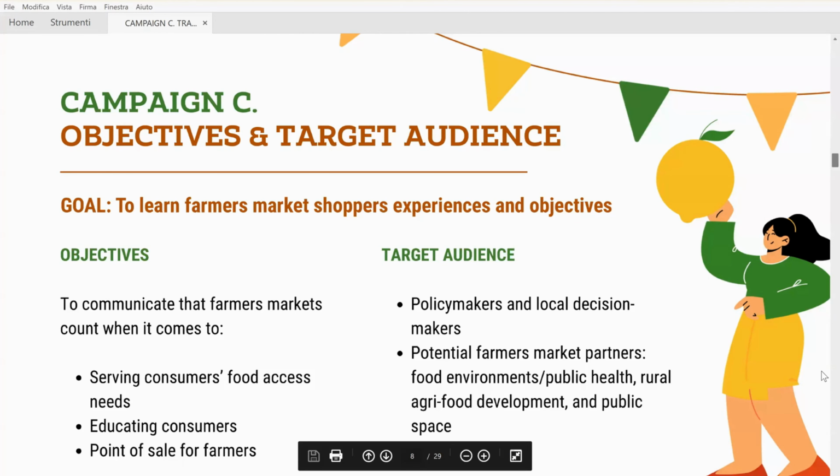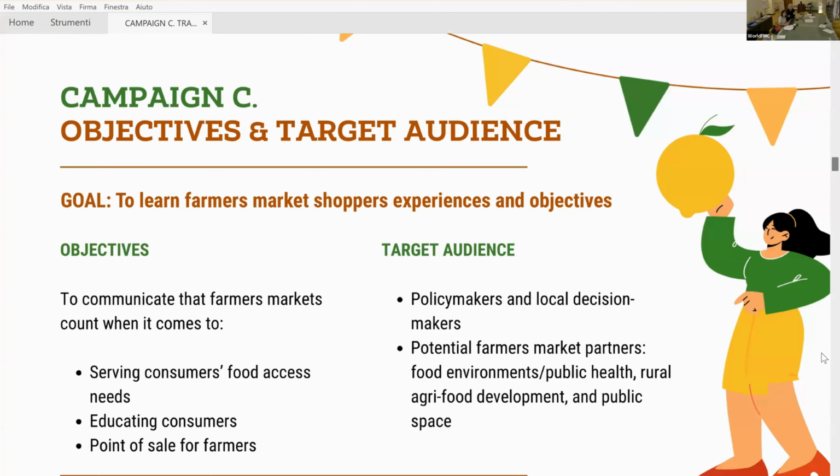Again, the goals, or the objectives, are to make the case that farmers markets count when it comes to serving consumers' food access needs. So making sure that there is fresh, healthy, sustainable food for consumers, and so increasing the accessibility, educating consumers, and also helping, as I said before, farmers to increase their sales, or to actually provide a platform for their sales.